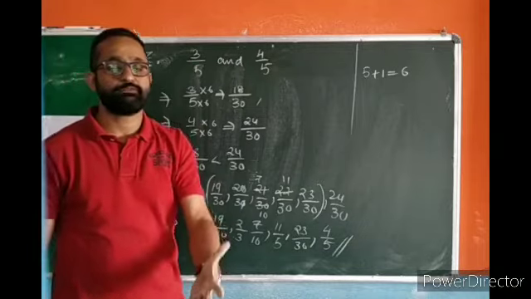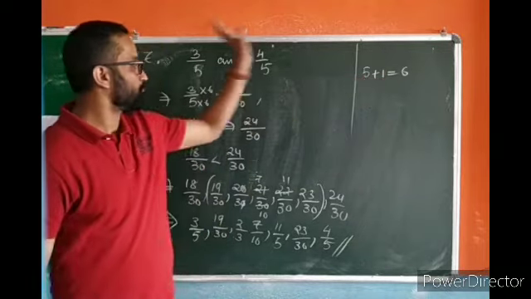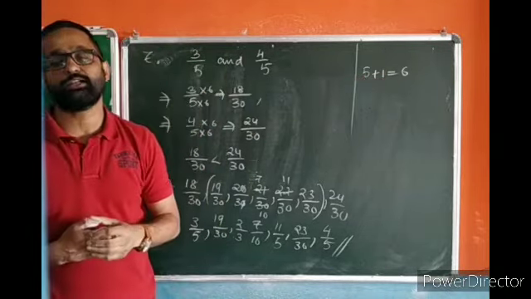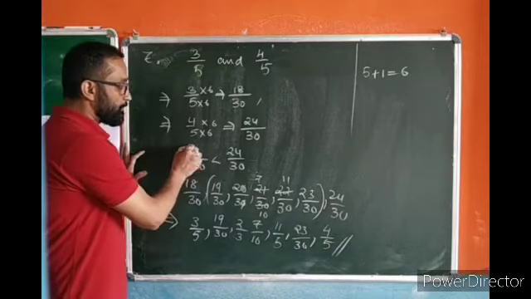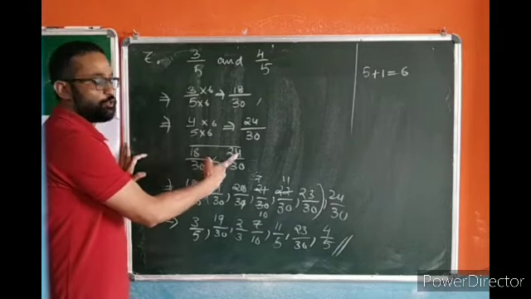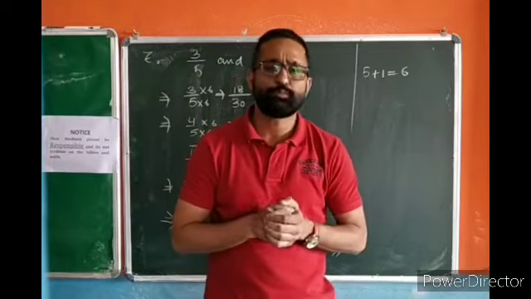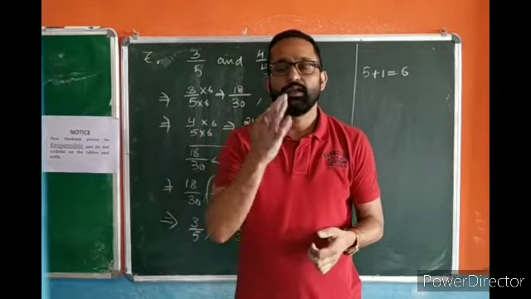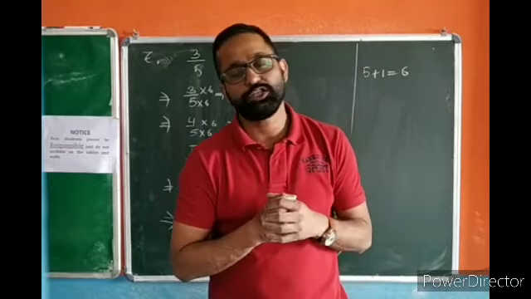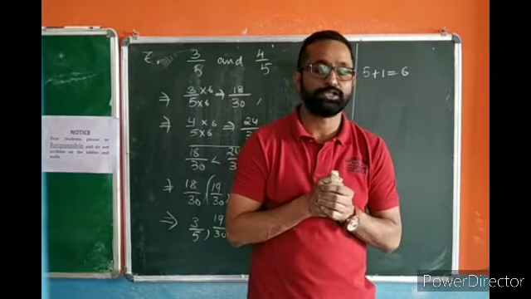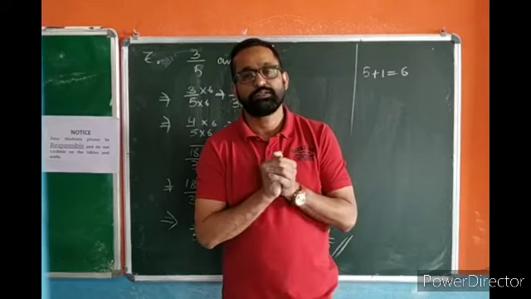If question says 5, add 1, 6, multiply both numerator and denominator, then write down the numbers between 18 and 24. You get rational numbers. So please do practice from the exercise. In next video, I'll be teaching you irrational numbers. Thank you. Stay safe.